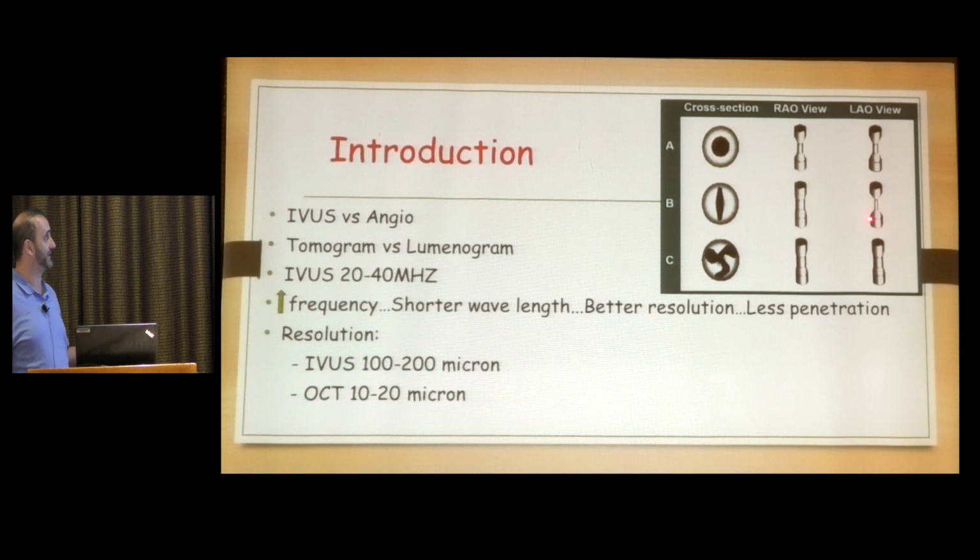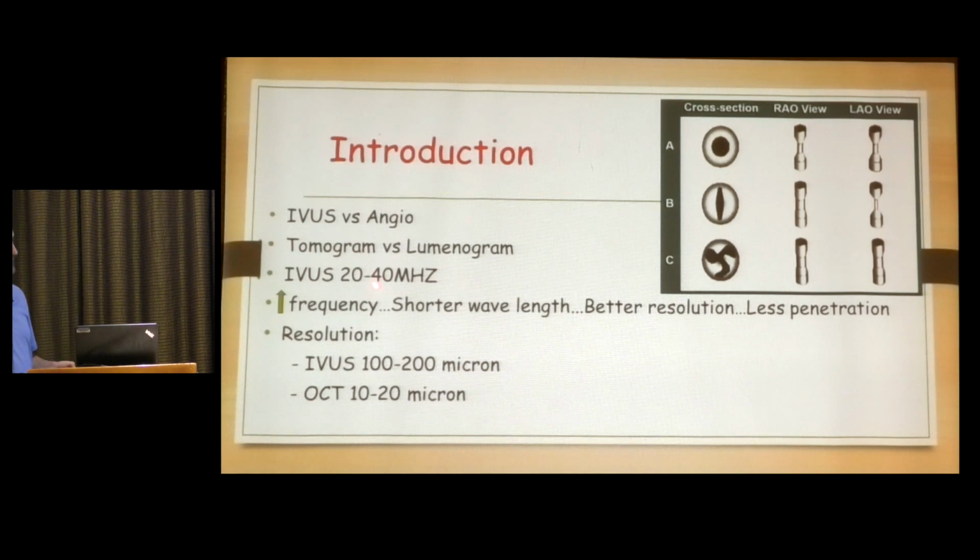So if you have somebody with an eccentric lesion like this one, if you look at it this way, you're going to have a tight lesion. If you look at it from this side, it's going to be normal. Or if you have a complex lesion, you cannot really quantify using angiography. This is why we came up with imaging of the inside of these blood vessels using IVUS, which is like a 3D picture for the angiograms.